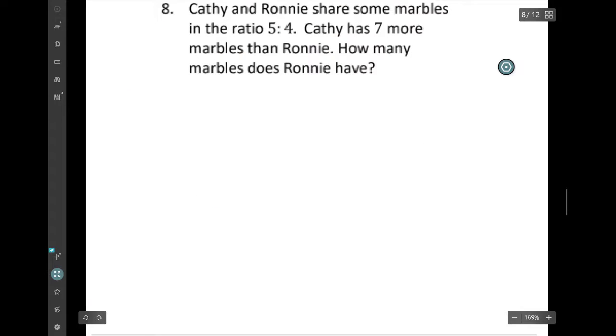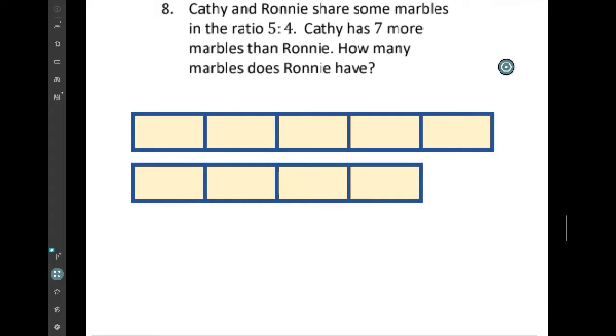Question 8. Kathy and Ronnie share some marbles in the ratio of 5 to 4. So remember, we're going to use bar models for these types of questions. Kathy has 7 more than Ronnie. So 5 to 4 is the ratio: Kathy has 5 parts, Ronnie has 4 parts. Here's a bar model I've just made earlier. This represents Kathy, this represents Ronnie.